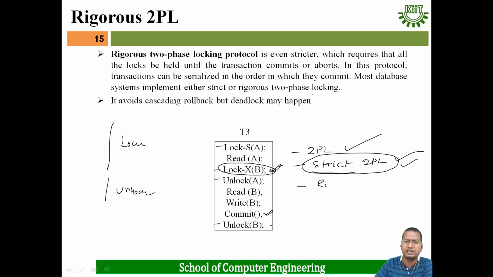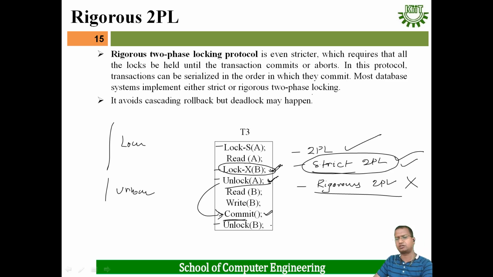Now we'll see whether it is in rigorous two-phase locking protocol or not. What is rigorous two-phase locking protocol? All the locks will be unlocked after the commit statement. Here unlock of A is executed, but before that no commit statement is executed. That means it is not in rigorous two-phase locking protocol. Then how would it be rigorous two-phase locking? If unlock of A were present here and the commit statement is present before it, then it would be a rigorous two-phase locking protocol.